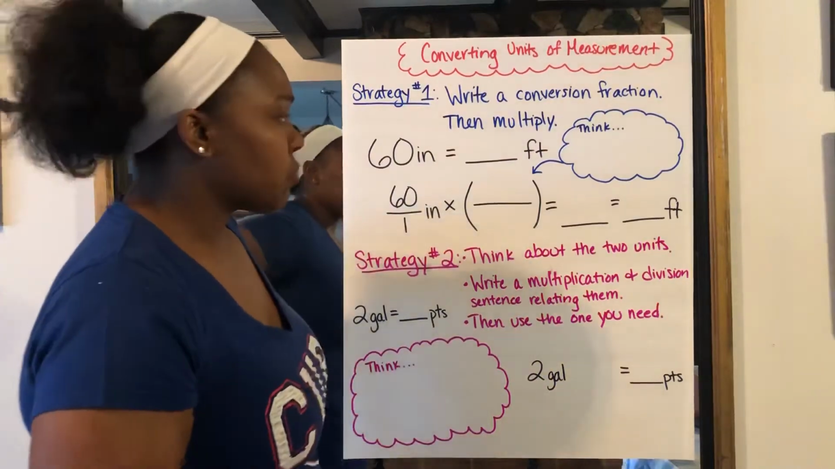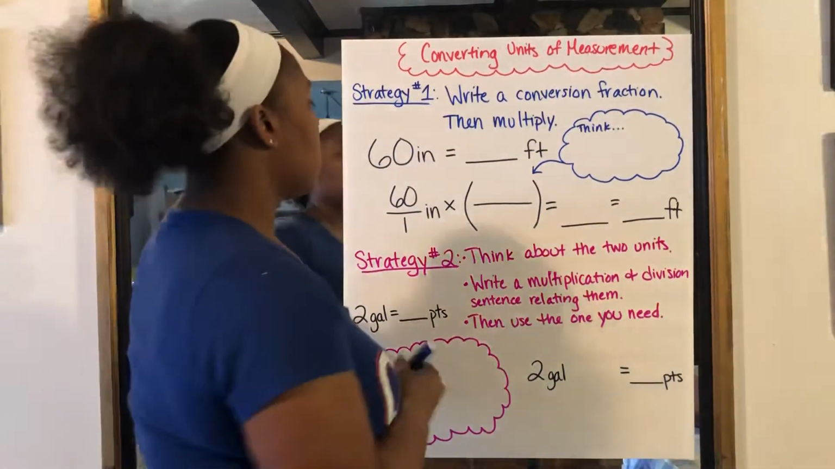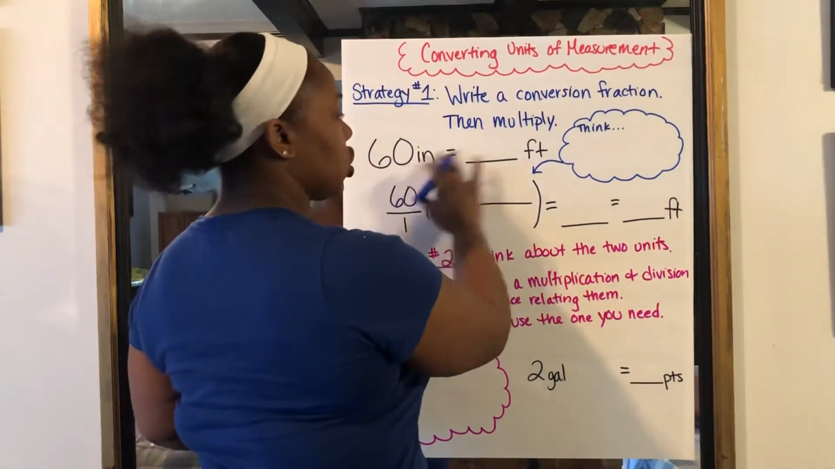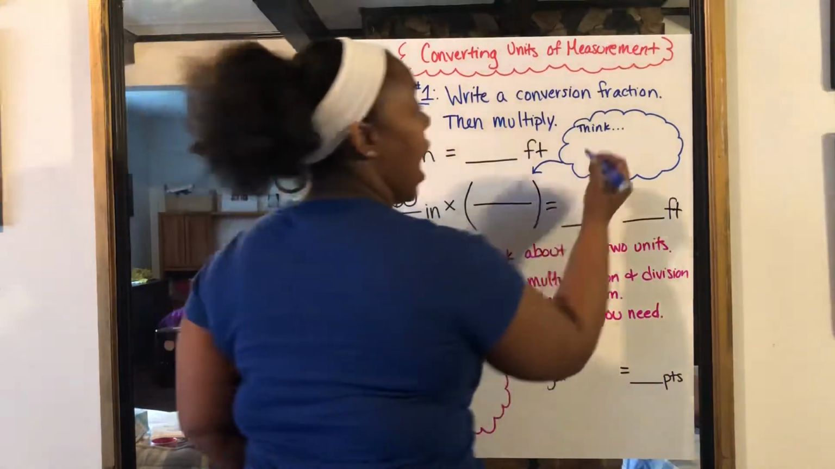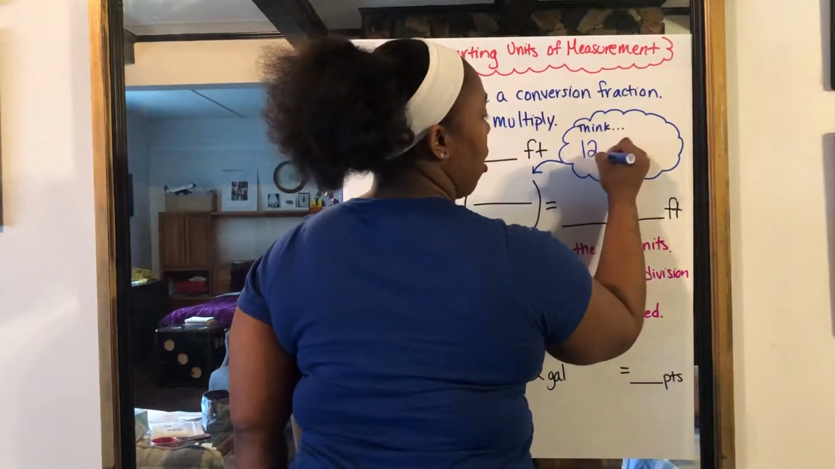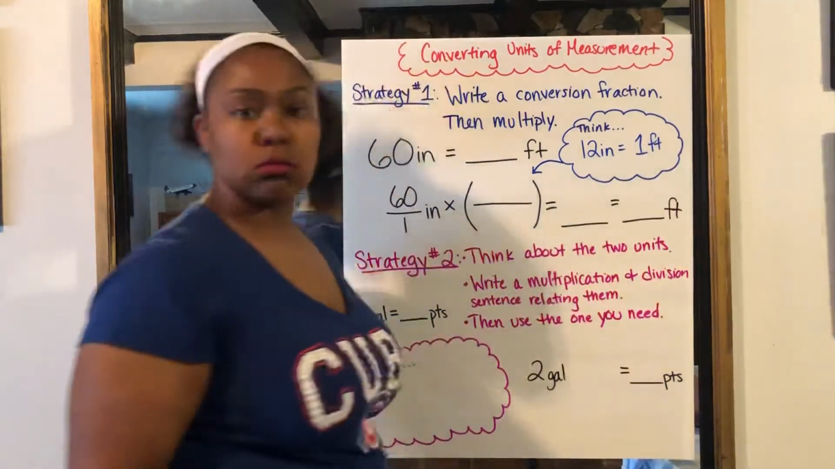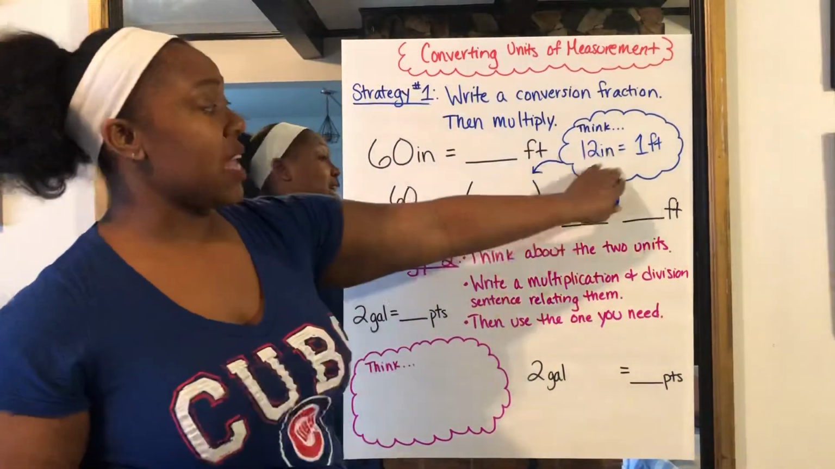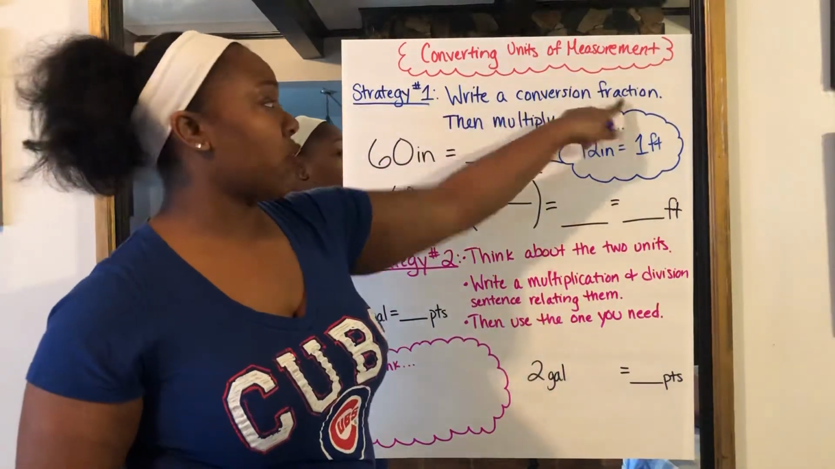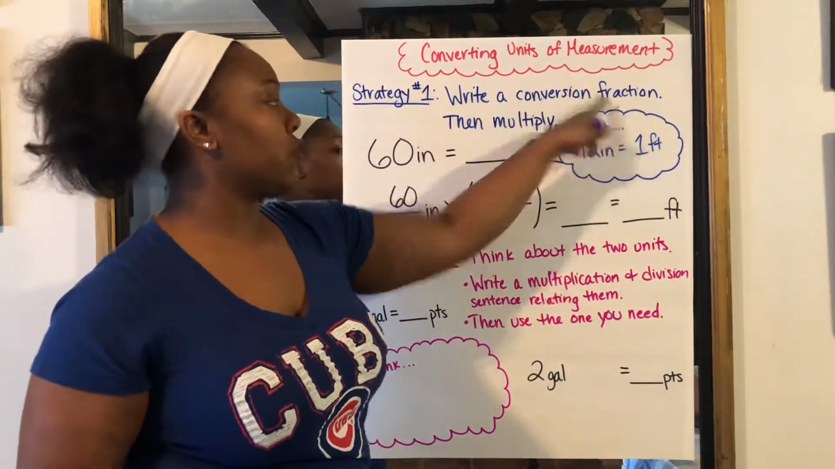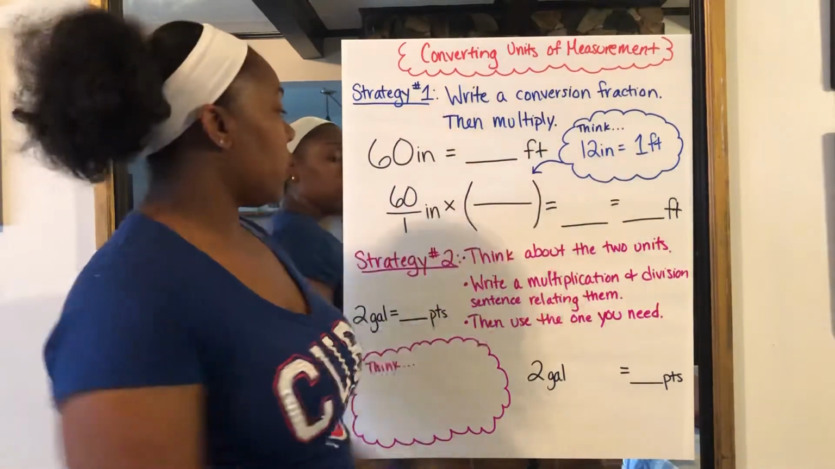Alright, so first I'm going to think to myself, what do I know about inches and feet? Always you want to think what you already know about those two units. Well, I know that 12 inches equals 1 foot. I'm going to take that information that I already know and turn it into a conversion fraction. So strategy one is write a conversion fraction, then multiply. I'm going to take 12 inches as 1 foot and put it in here.